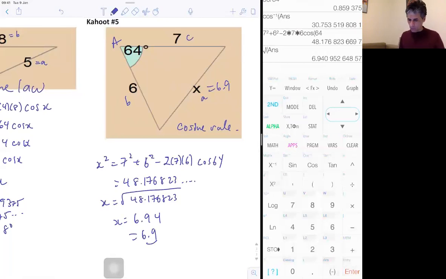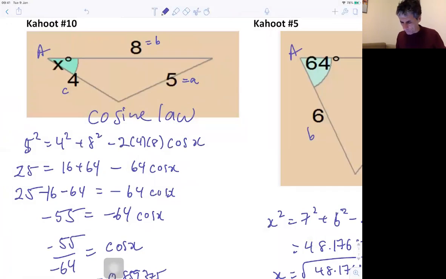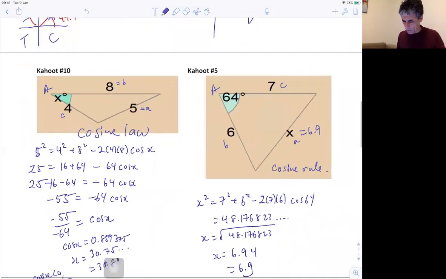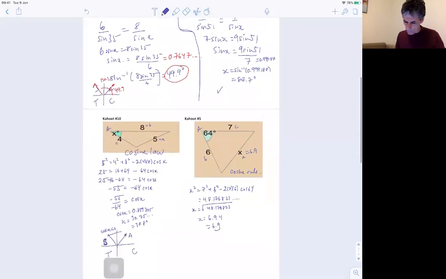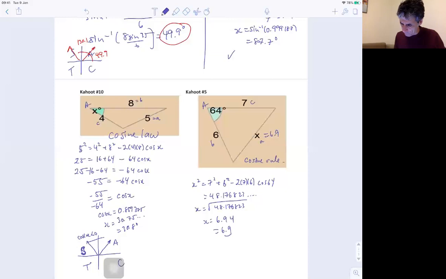Okay, so if we back up and look at these 4 different examples, we can classify them based on the information that we're given. The one that we just did, we have 2 sides. We have this side here and this side here, and in between we've got this contained angle. So we call this version SAS. If we have SAS, that's the cosine rule.